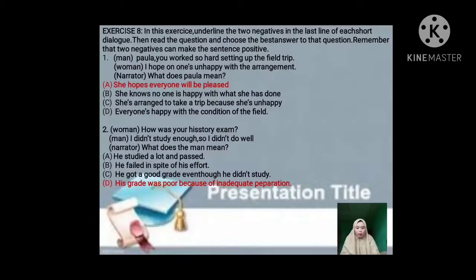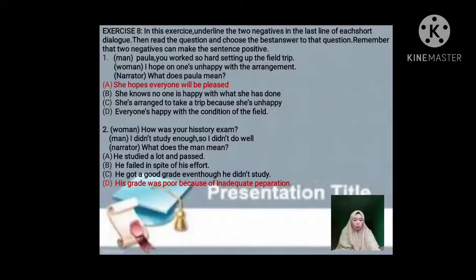Number 1. Man, Paula, you worked so hard setting up the field trip. Woman, I hope no one is unhappy with the arrangement. Narrator, what does the woman mean? A. She hopes everyone will be pleased. B. She knows no one is happy with what she has done. C. She's arranging to take a trip because she's unhappy. D. Everyone is happy with the condition of the field.